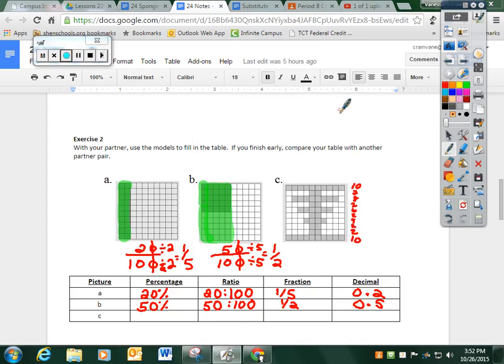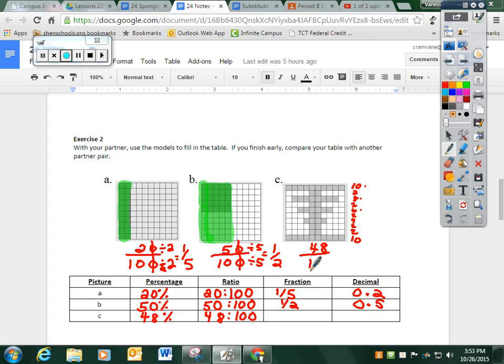The last one, 10 shades plus 2 is 12, plus 8 is 20, plus 2 is 22, plus 6 is 28, plus 2 is 30, plus 4, 34, 35, 36, 37, 38. I have 48 boxes shaded, okay? 48% of the boxes are shaded, okay? That is going to be 48 to 100. Let me just double check my math. 10, 11, 12, 13, 14, 15, 16, 17, 18, 19, 20, 21, 22, 23, 24, 25, 26, 27, 28, 29, 30, 31, 32, 33, 34, 35, 36, 37, 38. Yes, okay. That's a great way to double check your work.